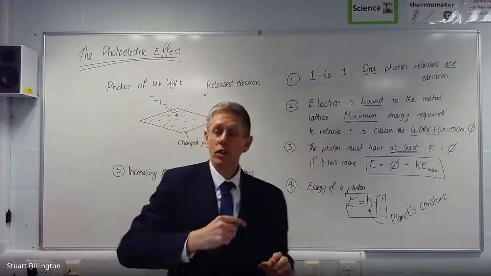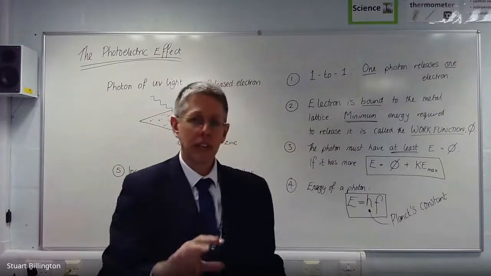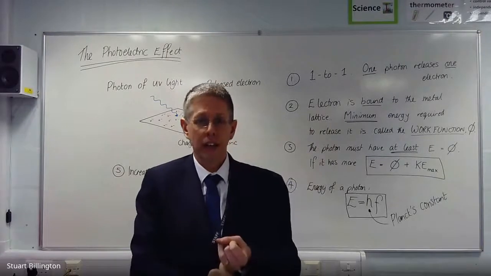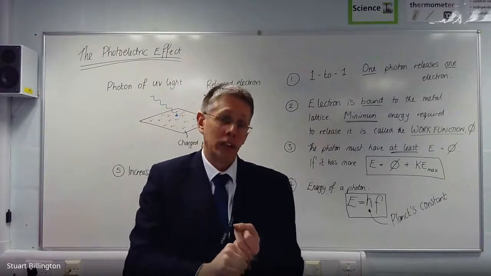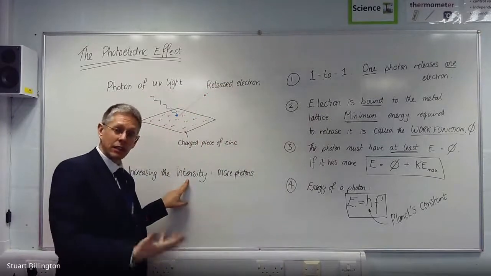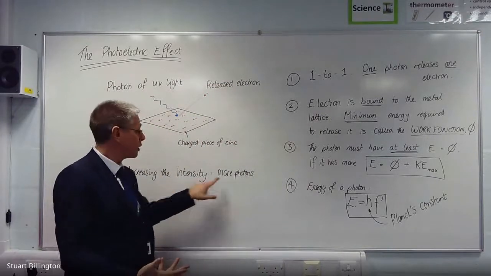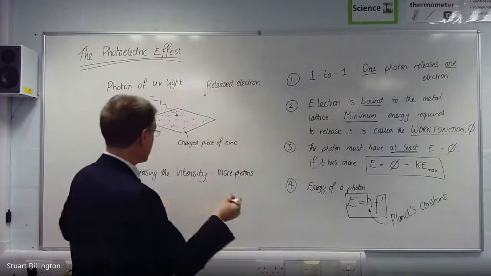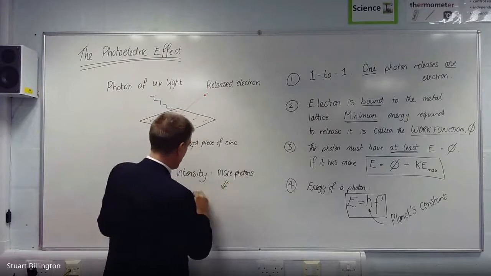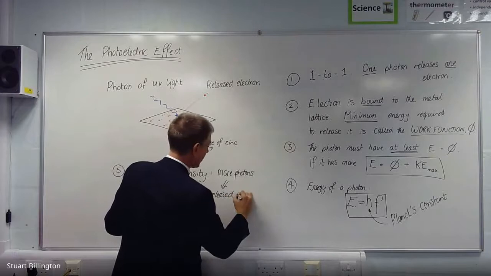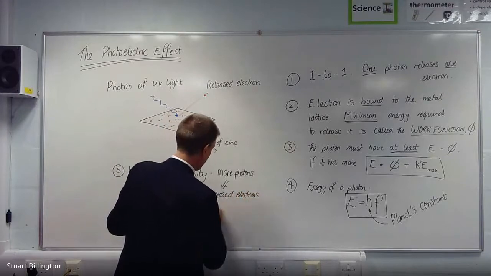Nor can the photons travel faster, because Einstein's already said that the speed of light is fixed. So if the photons can't travel faster, and the photons can't have more energy themselves, well, if you've increased the intensity so that more energy is arriving every second, you must have more photons, which means more released electrons each second.